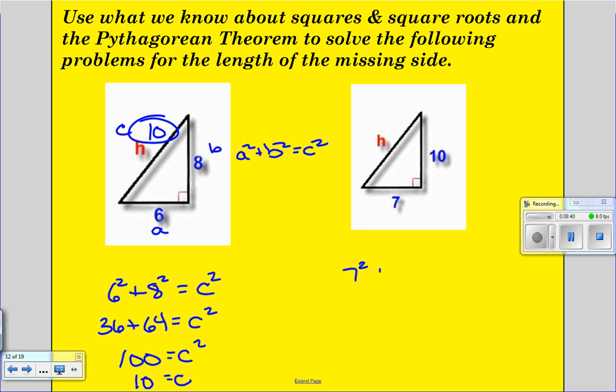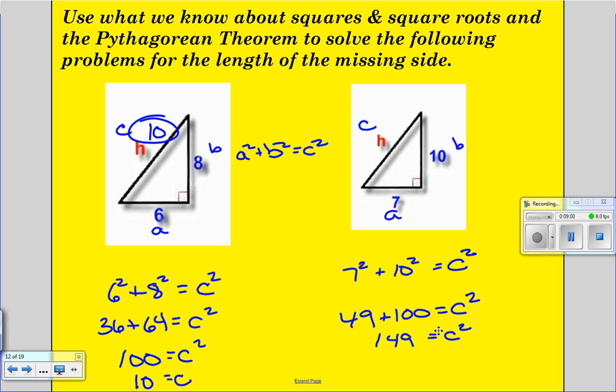7 squared plus 10 squared equals C squared. Remember, we've got the short side is A, middle side is B, long side is C. 49 plus 100 equals C squared. Okay. Now we look at 149 equals C squared. How are we going to find C? We're going to take the square root of C squared. That'll give us C over here.